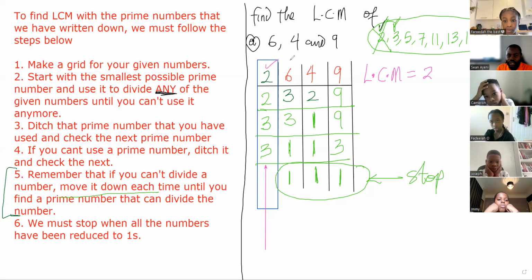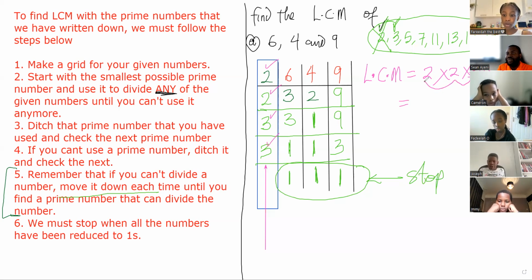2. I've taken the first one times what? 2. I've taken the next one times what? 3. I've taken that one times what? 3. 2 times 2 times 3 is 12, times 3, 36. So the LCM of 6, 4, and 9 is what? 36. The LCM of 6, 4, and 9 is what? 36.